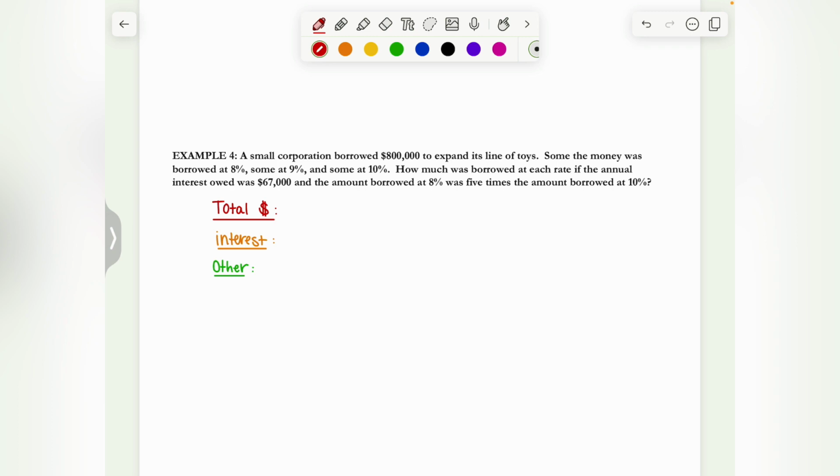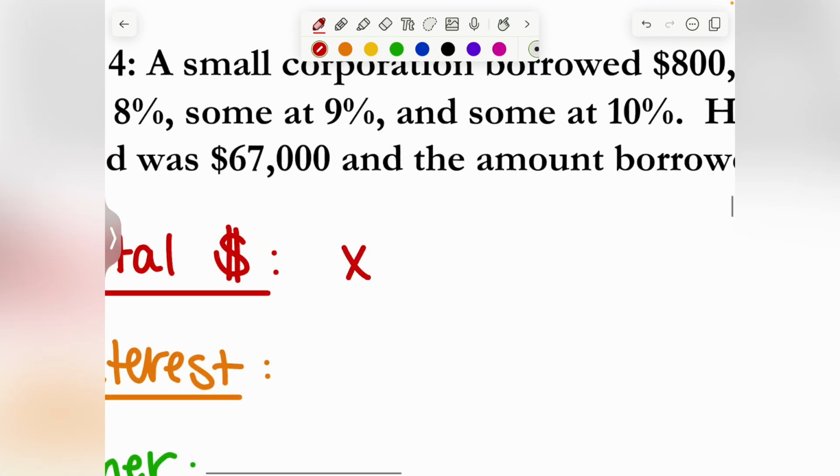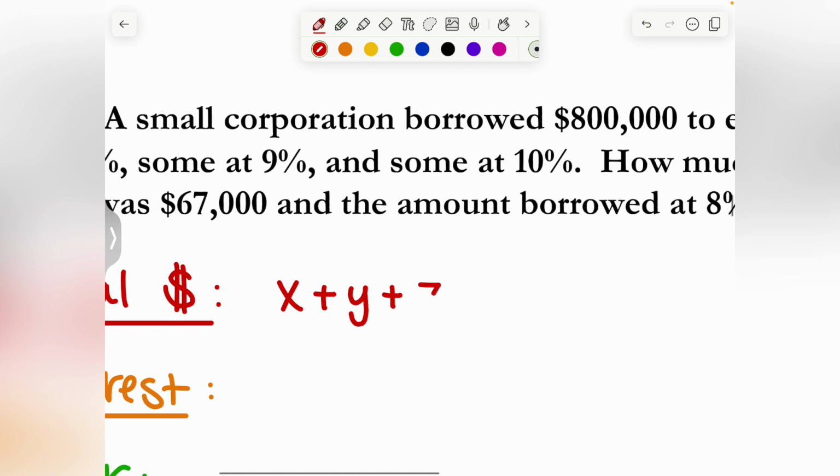All right, so we have a lot of information. Always look for that total amount. So like the money borrowed in all was $800,000. And so X, the money at that percent, plus Y, plus Z, all has to add up to this 800,000 figure.